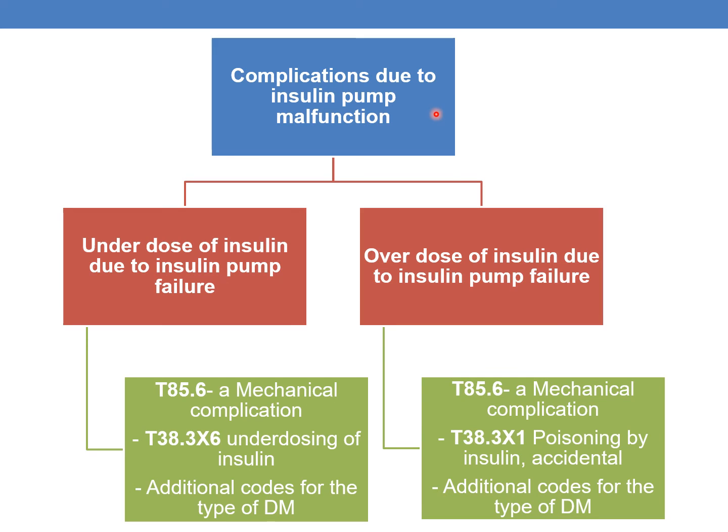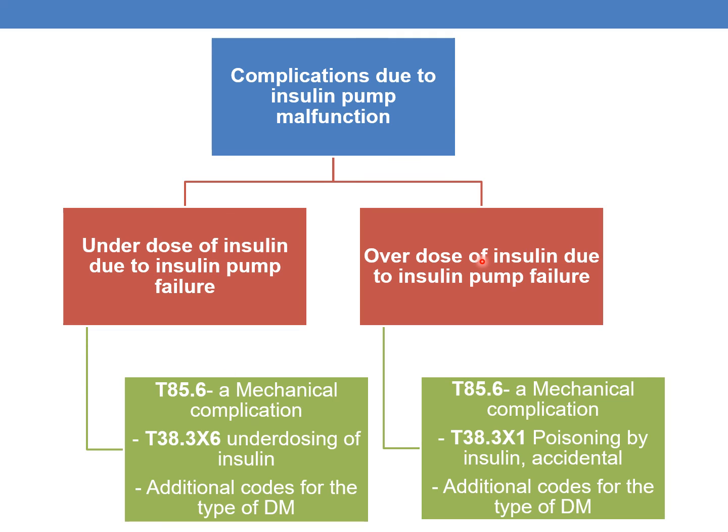Now coming to complications due to insulin pump malfunction. The coding scenarios can be of two types, either underdosing of insulin or overdosing of insulin. For underdose of insulin due to insulin pump failure, the PDX should be from the category T85.6. This code is further expandable, a mechanical complication, followed by T38.3x6, underdosing of insulin. This is also further expandable, followed by additional codes for type of diabetes.